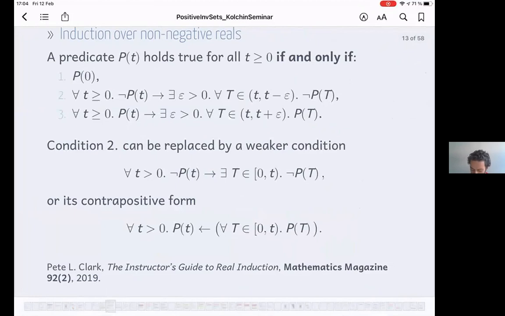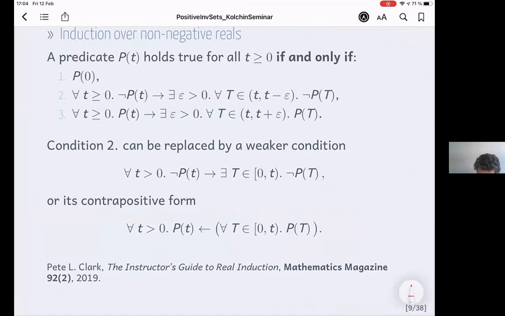This condition 2 is actually quite, I won't say important, but you can weaken it a little bit. So this condition 2 can be weakened, and you can have some sort of condition 2 star, which is here.